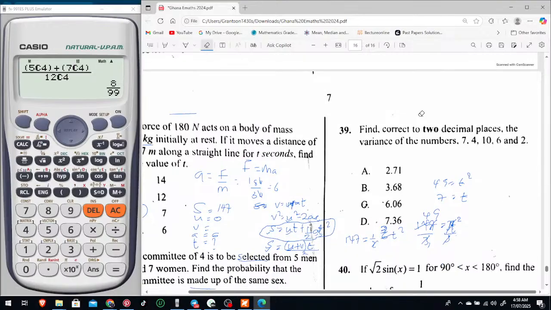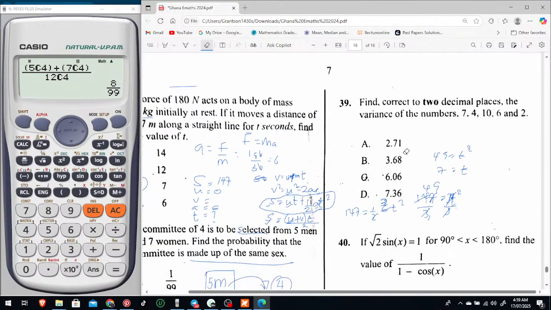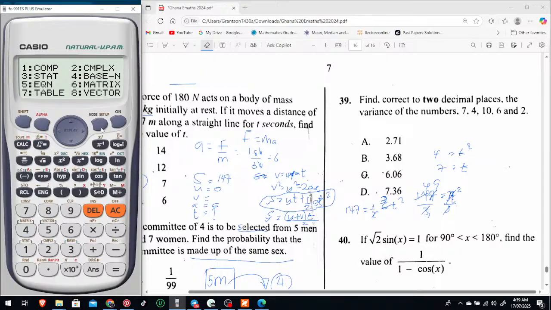Now, where are we going? To question 39. Find the variance of these numbers. So variance, take your calculator, press mode. Have you done it? Yes, sir. Now, before we continue, the calculator can solve for standard deviation, but not variance. But there's a relationship between standard deviation and what?